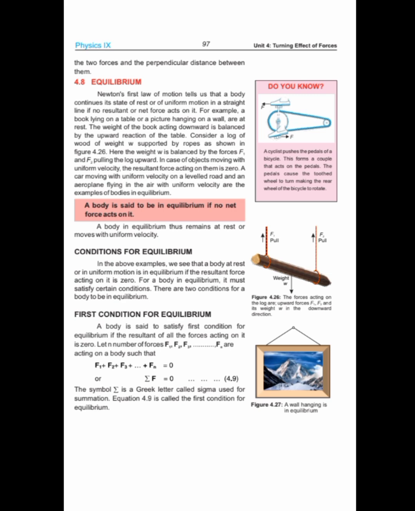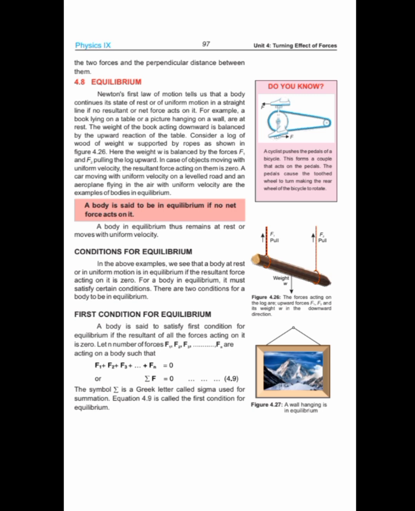Conditions of equilibrium. In the above examples, we see that a body at rest or in uniform motion is in equilibrium if the resultant force acting on it is zero. For a body to be in equilibrium, it must satisfy certain conditions. There are two conditions for bodies to be in equilibrium.